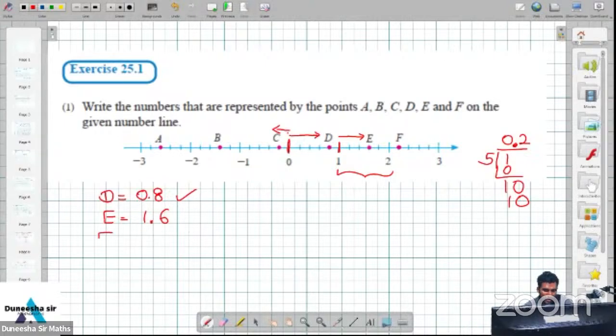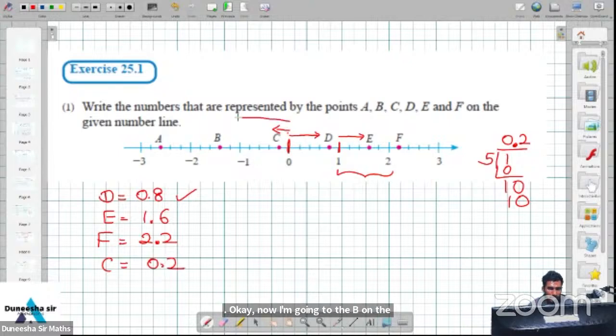Okay, now I am going to discuss. What is F? 2.2. Yes, 2.2. Then C is 0.2. Okay.